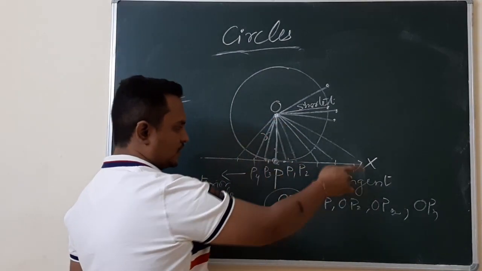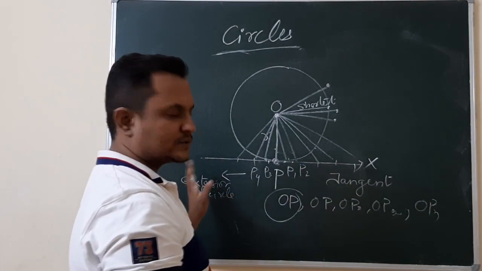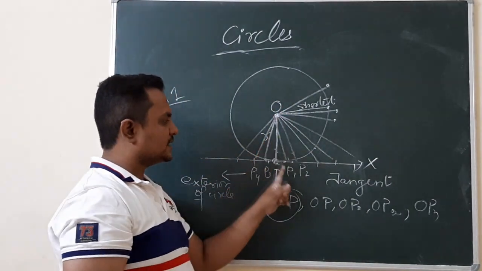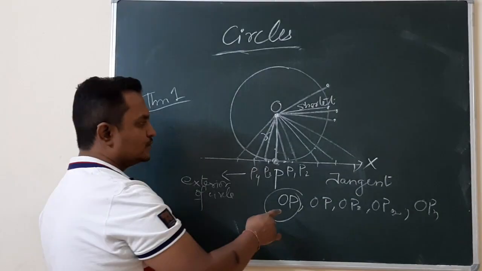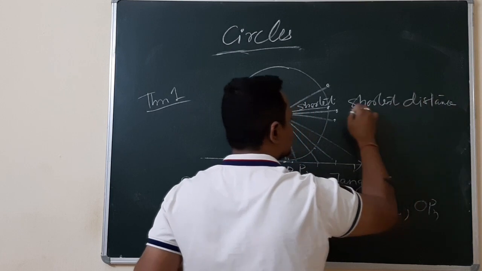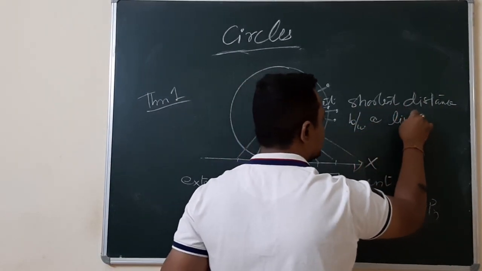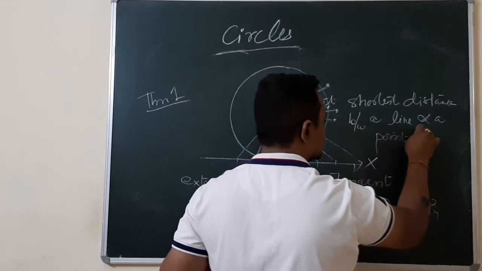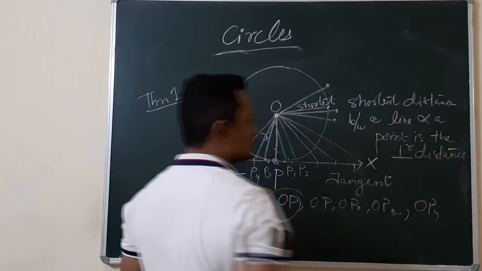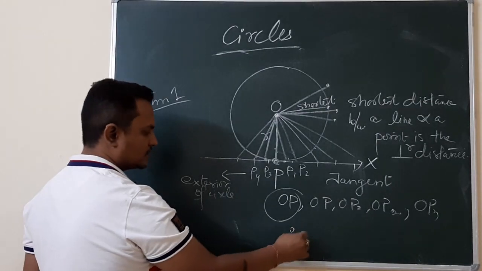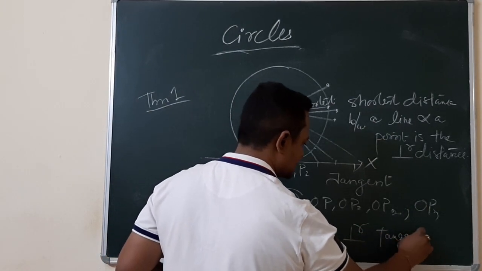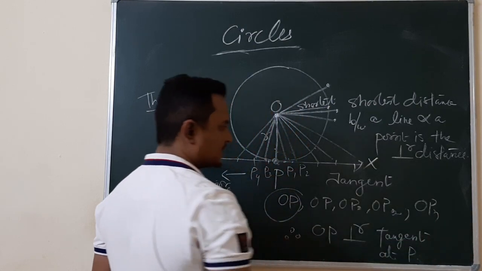Wherever I join the center to all of these points, every other point will lie on the outside. That means this point P lies on the circle. This is the shortest distance between the center and the tangent. And you know the shortest distance between a line and a point is the perpendicular distance only. Yes or no? Therefore, you can say OP is perpendicular to the tangent at the point of contact.